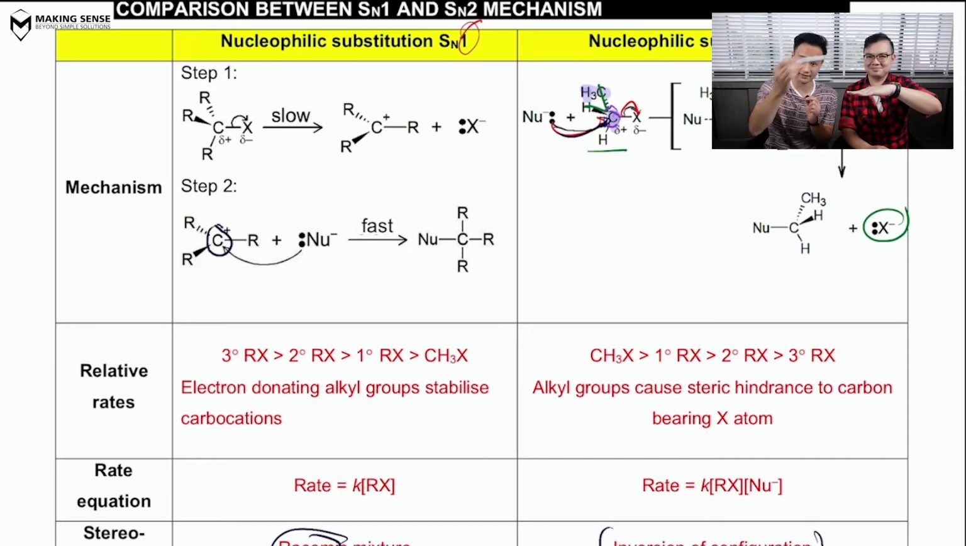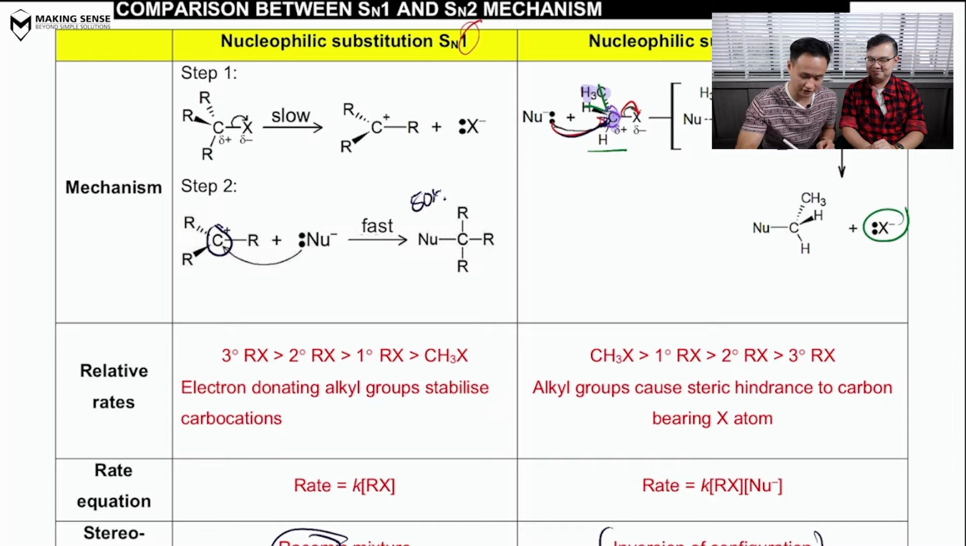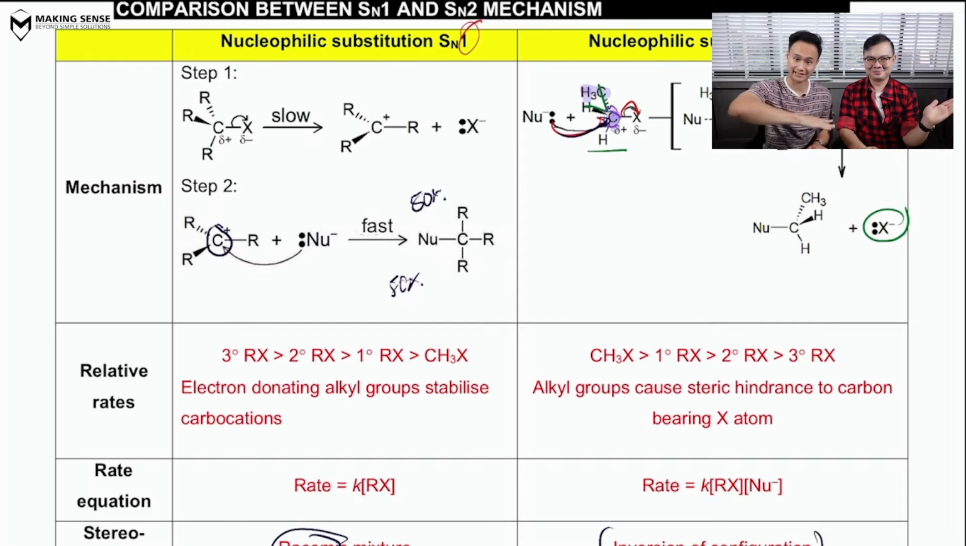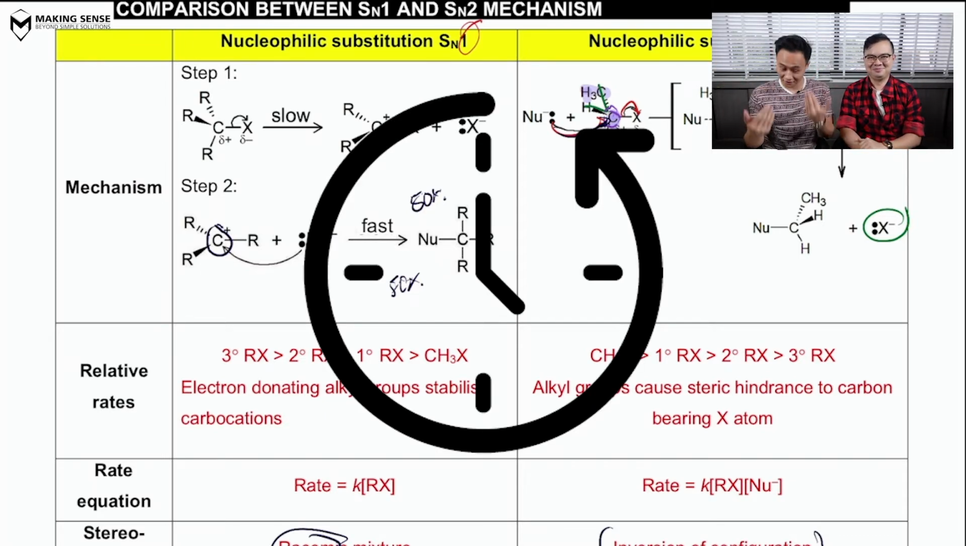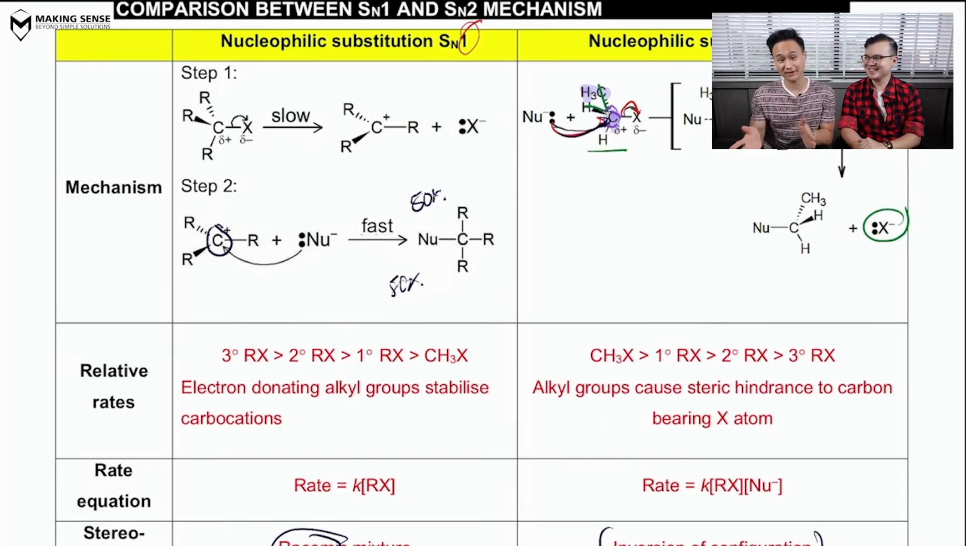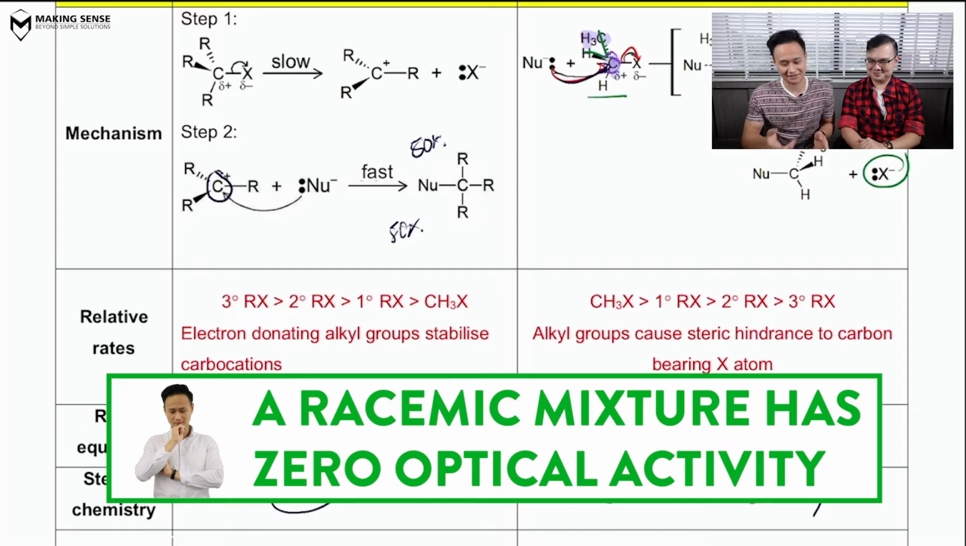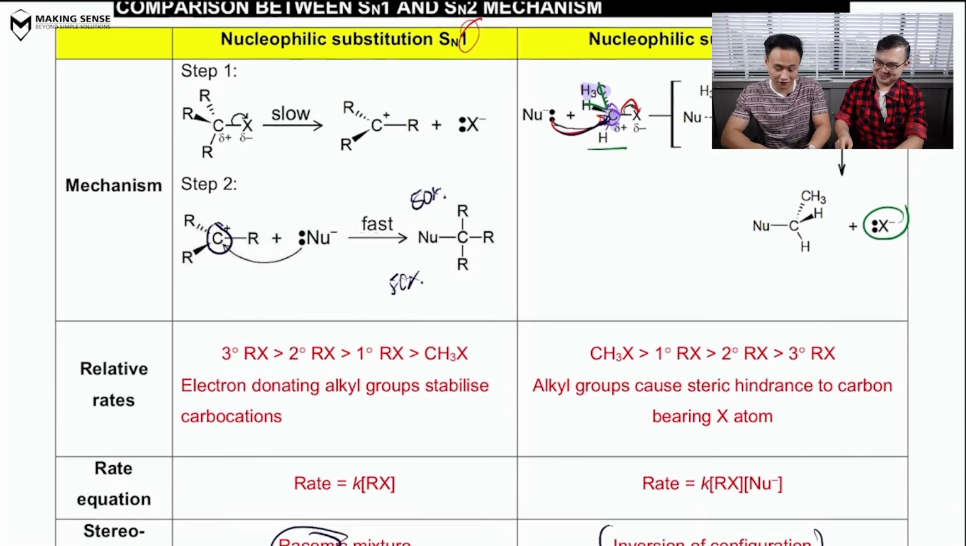There's an equal chance of doing it, which means if the product is chiral, 50% of the product will rotate plane polarized light clockwise, and the other 50% will rotate plane polarized light counterclockwise. In other words, the product mixture has 0 optical activity, and this is what we call a racemic mixture. Can you bring me through the inversion of configuration one?